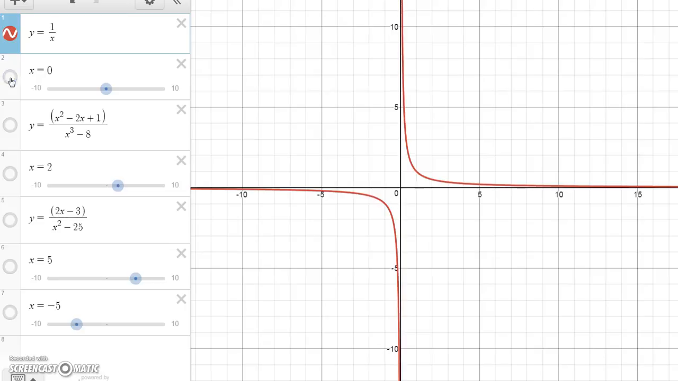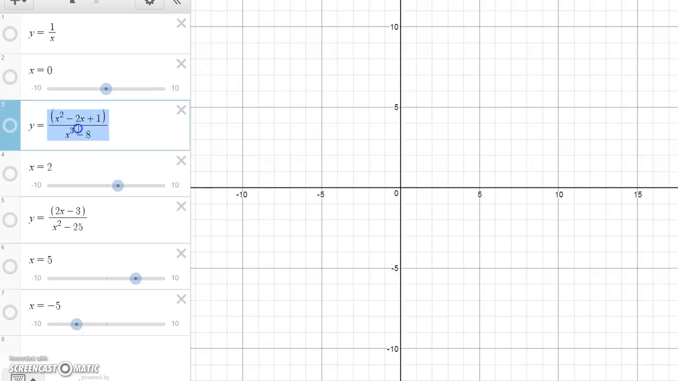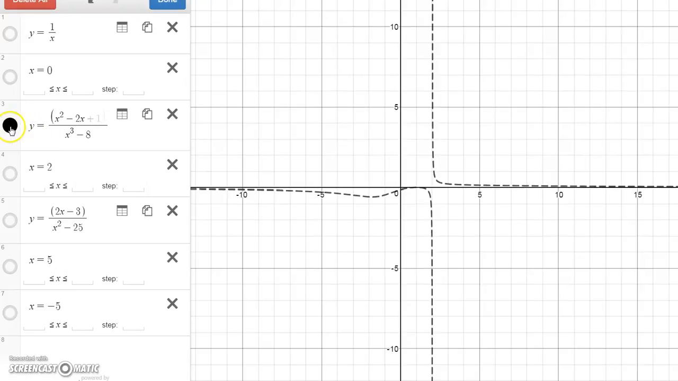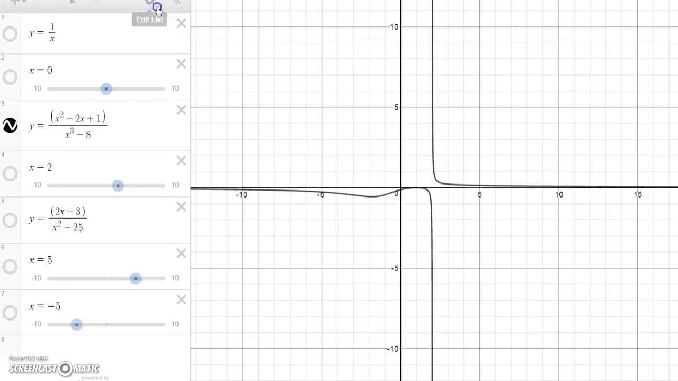It also has a horizontal asymptote. We'll come back to that later. All right, so let's move on to the next graph. This graph here looks like this. Now I did not mean for that to be dotted. Hang on just a second here. Okay, so that graph looks like this.